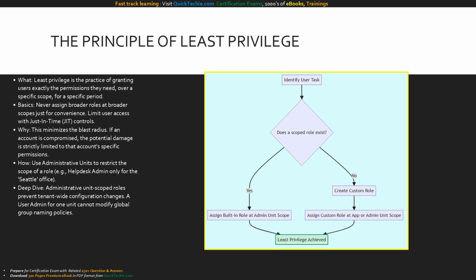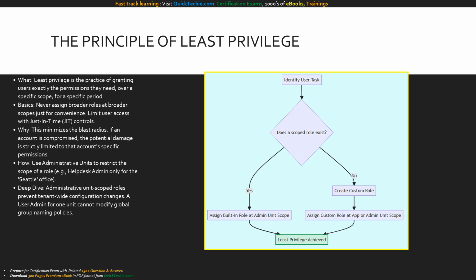We cannot talk about identity without discussing the principle of least privilege. In identity governance, this means granting administrators exactly the permissions they need, over a very specific scope, and ideally, only for the specific time they need it. It is tempting to just assign a broad role at the tenant level because it is convenient, but you must resist that urge. By strictly limiting roles and scopes, you drastically minimize the blast radius of a cyber attack. If an attacker compromises a helpdesk administrator, you want their access limited to resetting passwords for a specific department, not the entire global enterprise.